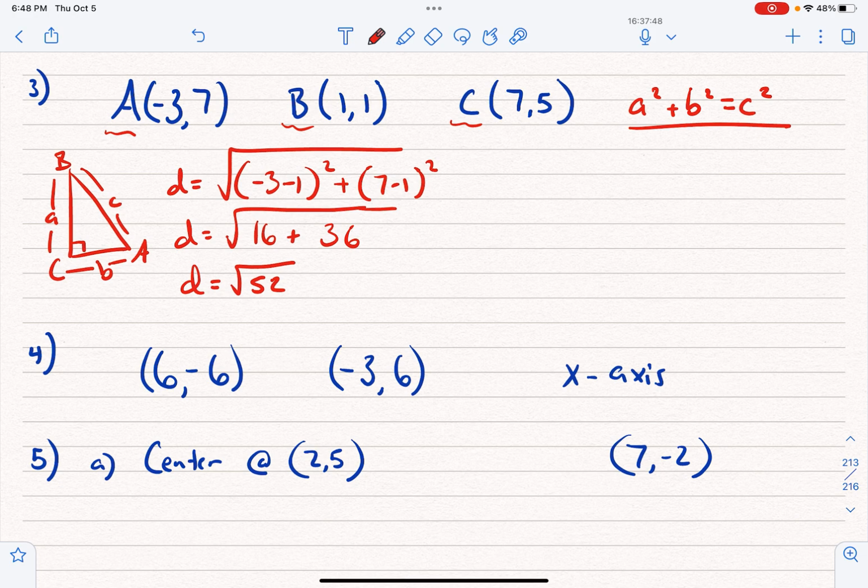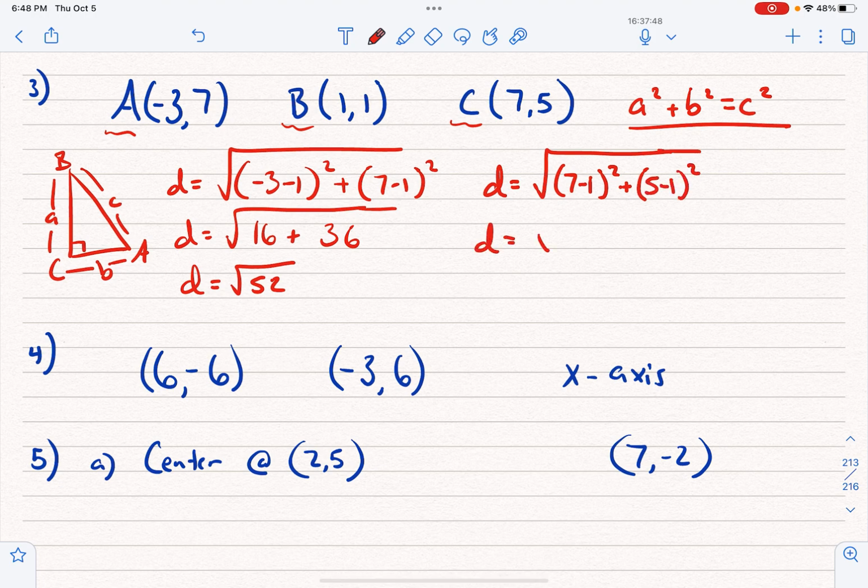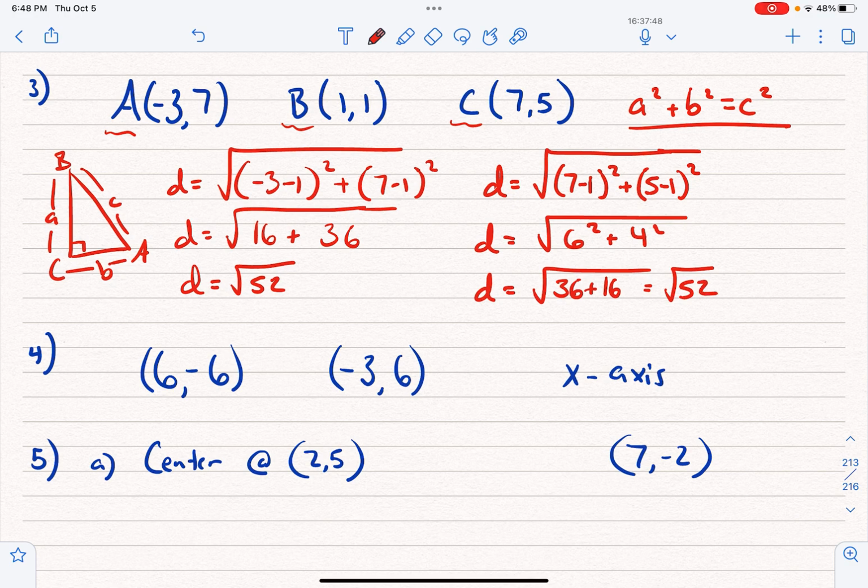Okay, let's go from B to C. And that should be a. The distance is equal to the square root of, B to C, so we'll go 7 minus 1 squared plus 5 minus 1 squared. Distance is equal to 6 squared plus 4 squared. 6 squared is 36. 4 squared is 16. Add those up and we get square root of 52. So once again, we got square root of 52.